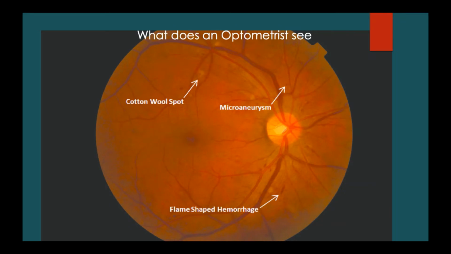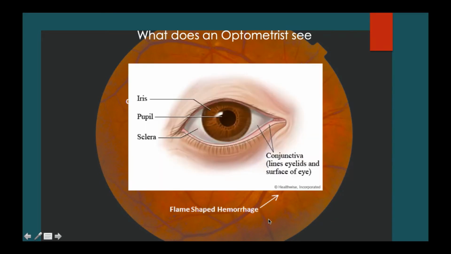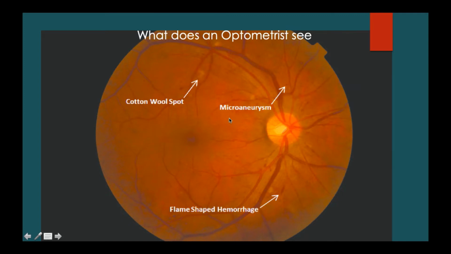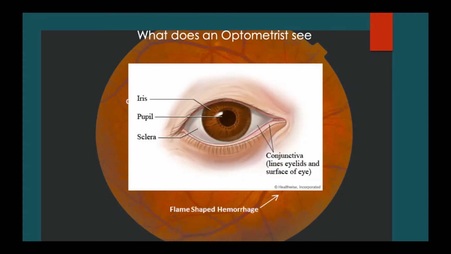This is the view that an optometrist gets, and we look for these tiny signs like cotton wool spots, white spots there, microaneurysms, and flame hemorrhage. But we start off by looking at the front of the eye, and there is a small pupil which we need to look through to be able to assess the back of the eye. But pupils are generally quite small, and when you're shining the bright light, they get even smaller.